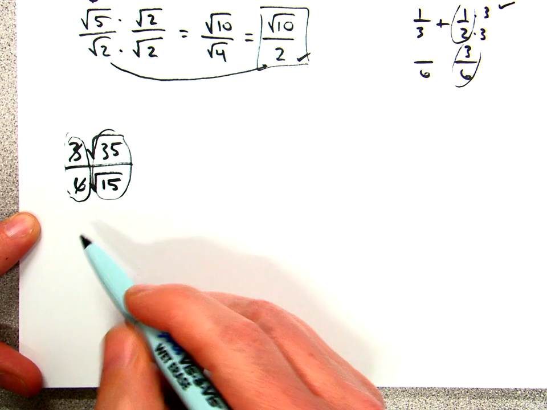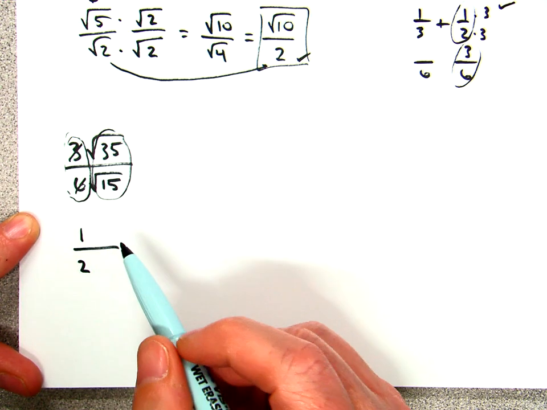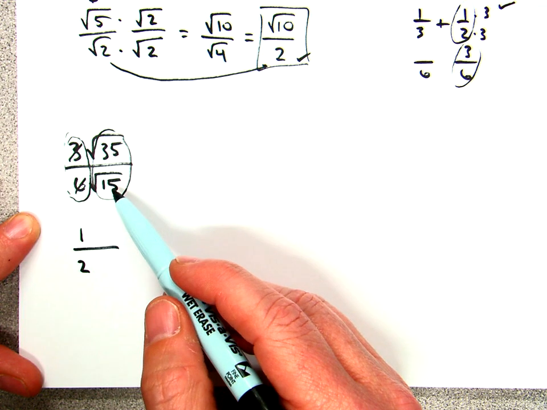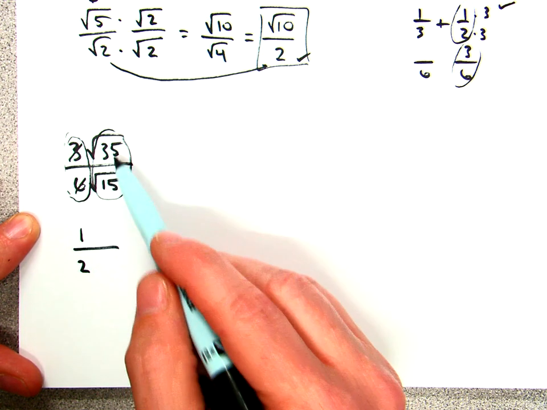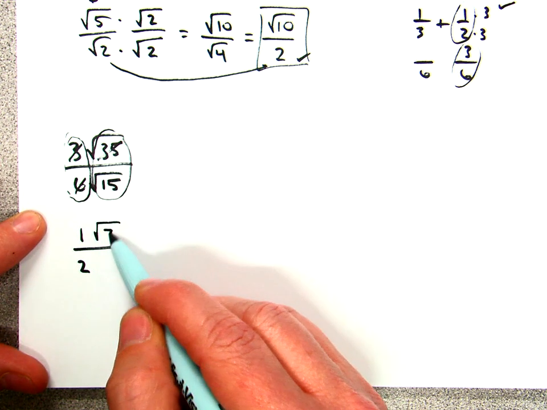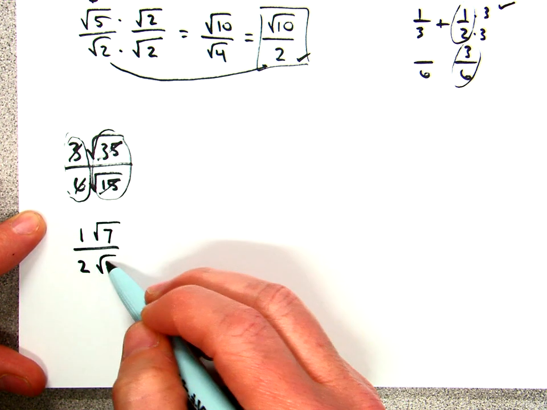3 goes into 3 one time. 3 goes into 6 2 times. Now, 35 and 15, those are both divisible by 5. So we can say 5 divides into 35 7 times, right? And 5 divides into 15 3 times.